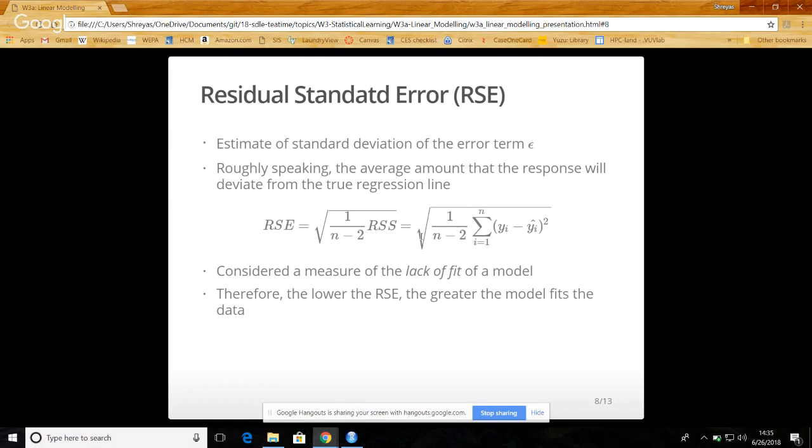Next, we have the RSE. Your residual standard error is one quantity you can use to assess your model. It's basically the standard deviation of the error term, epsilon. The way we can think of it is it basically represents the average amount that a response will deviate from the true regression line. And so this is the formula for calculating RSE. It's considered a measure of the lack of fit of a model. That means the lower the RSE, the better the fit.